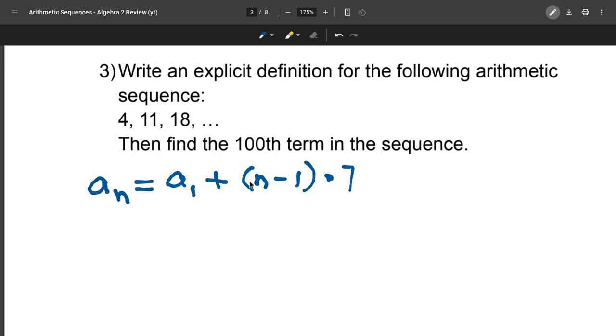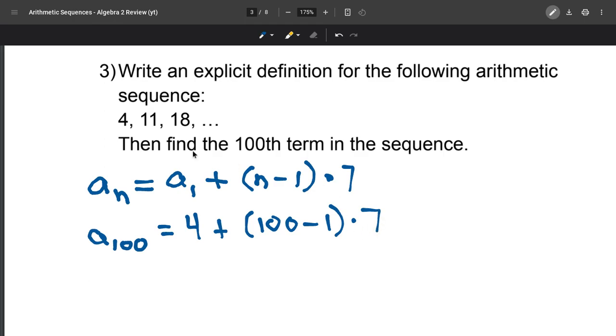So filling those in to find the 100th term, we're going to say a sub 100, the 100th term, equals 4, which is the first term, plus 100 minus 1, times 7. Now you're subtracting the 1 there because you're only going to add 7 99 times after the first term to get to the 100th term. So we're going to do 4 plus 99 times 7.